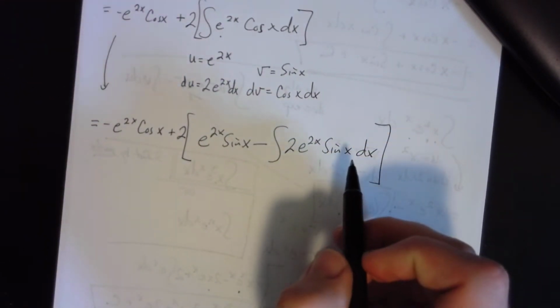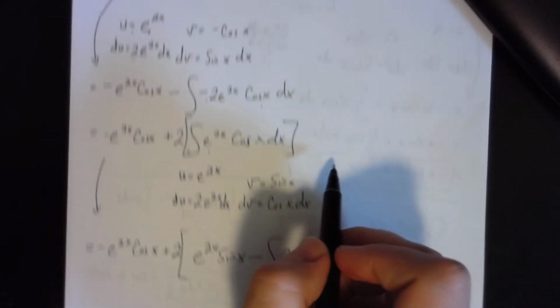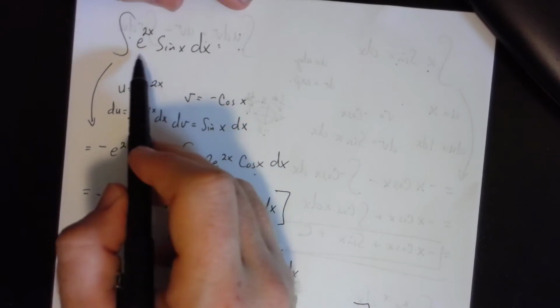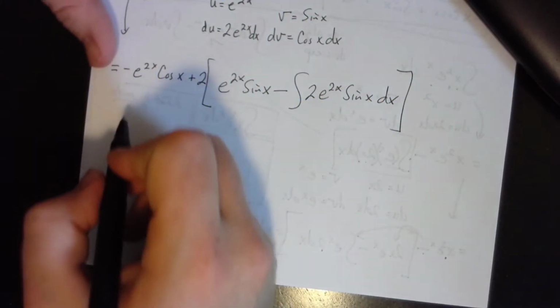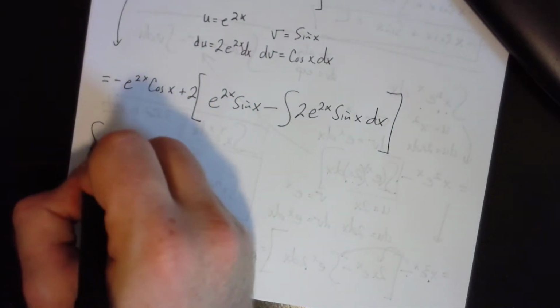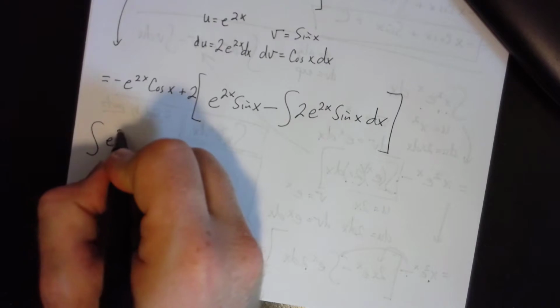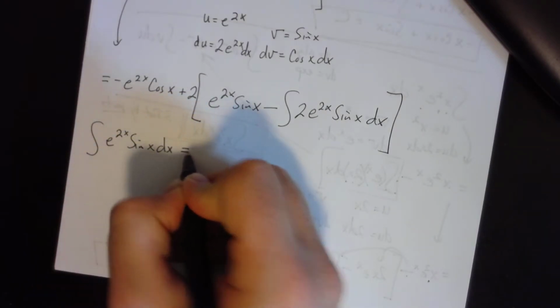Okay, and now you're looking at this going, well, wait a second, we didn't really get anywhere. This right here is almost the exact same as this with an extra 2 inside. Well, bear with me. I'm going to rewrite the entire problem from start to finish. The original problem we had was the integral of e to the 2x sine of x dx. That was the original integral.